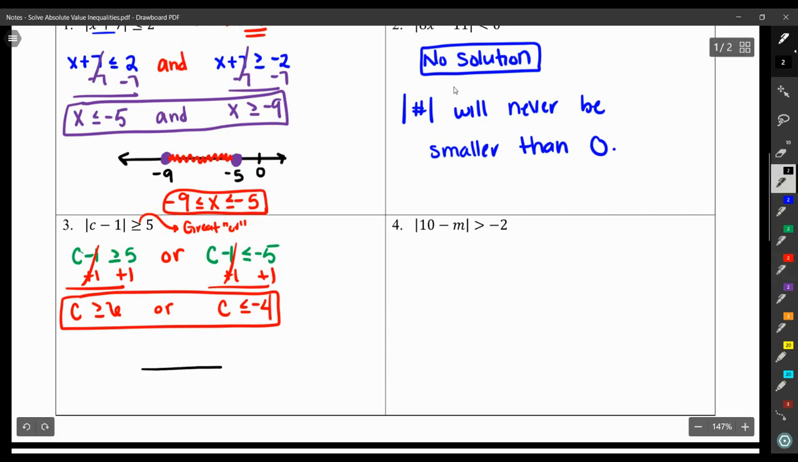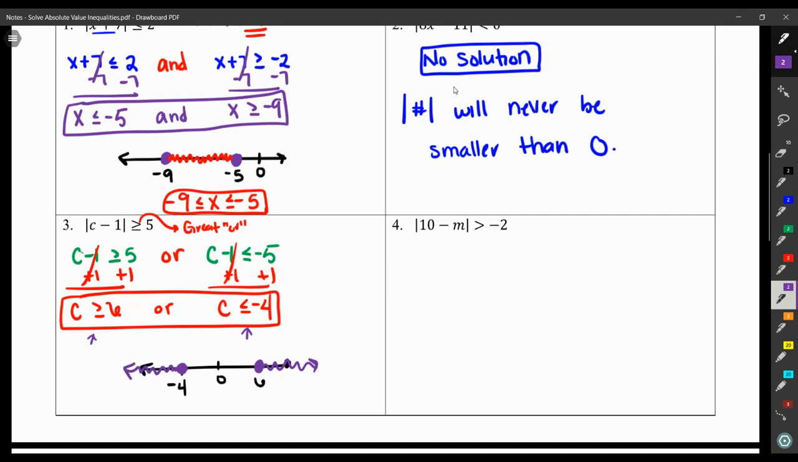And then last, make sure you graph your answers on number lines. So we've got 0 in the middle, 6 would be on the right of 0, and negative 4 would be on the left. So our boundary numbers, a greater than or equal to for 6, so solid, less than or equal to for negative 4, so solid. So if I want all the numbers larger than 6, I'm moving to the outside. If I want all the numbers less than negative 4, I'm going to shade again to the outside. And this is the graphical representation of our answer.